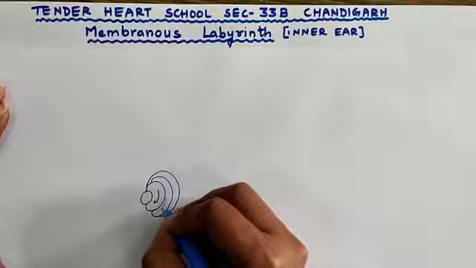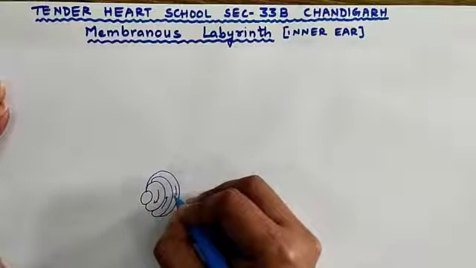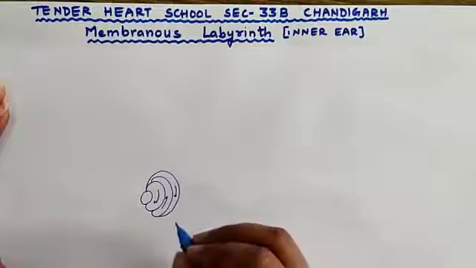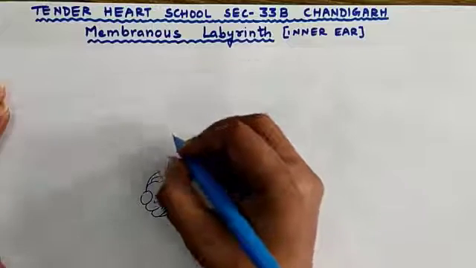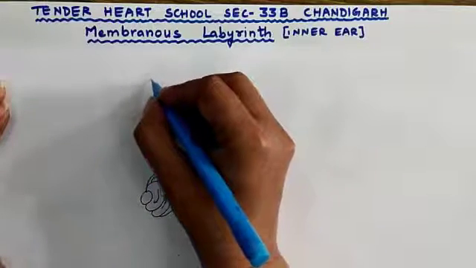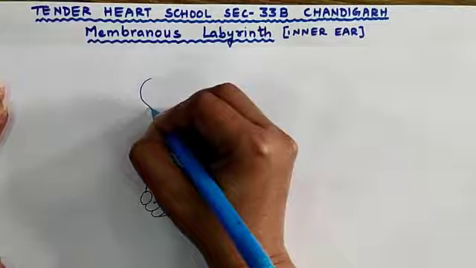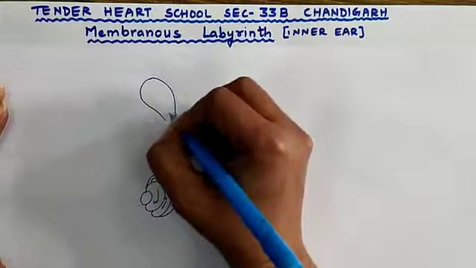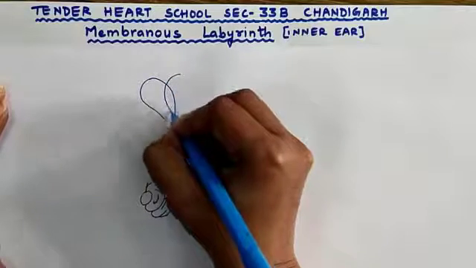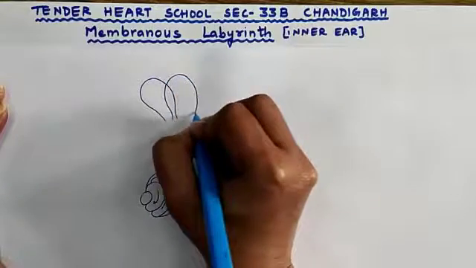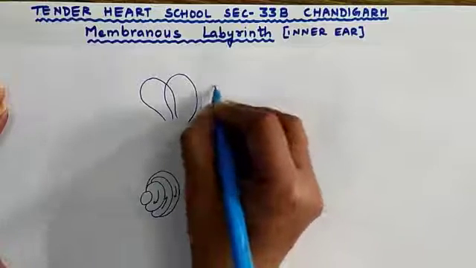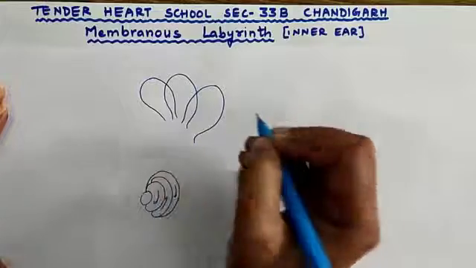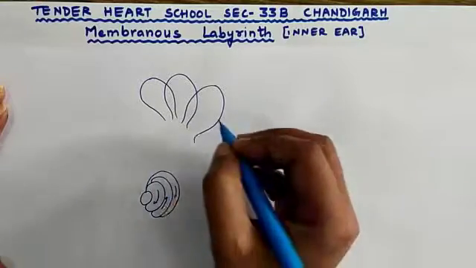So this is your cochlea with 2.5 turns. Now above the cochlea, there are three semicircular canals in the inner ear, which are present at right angles to each other. So we will draw three of these. These are three semicircular canals which are present at right angles to each other.